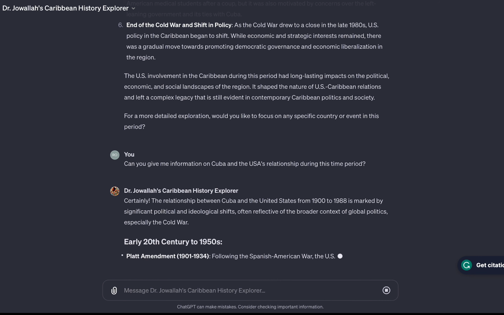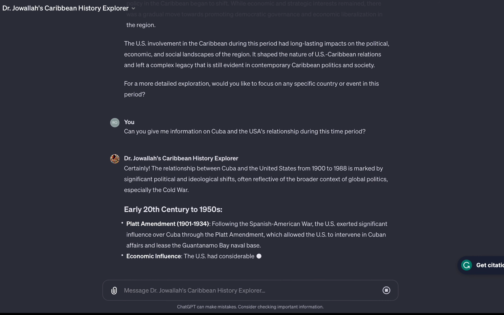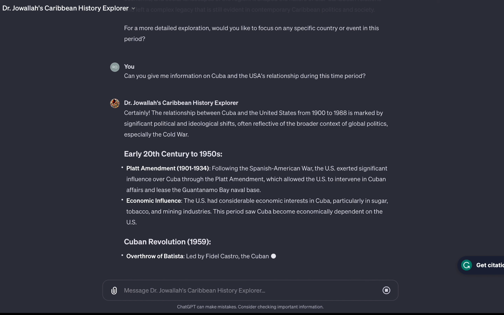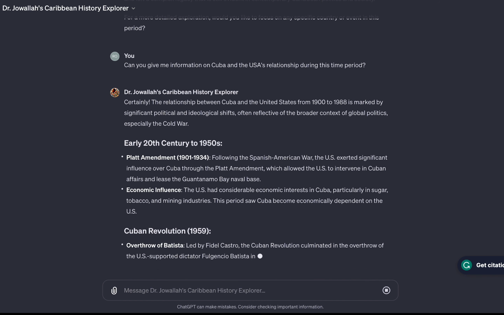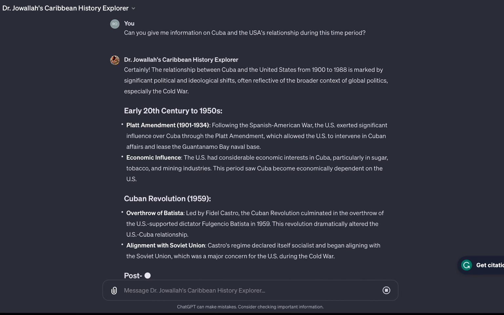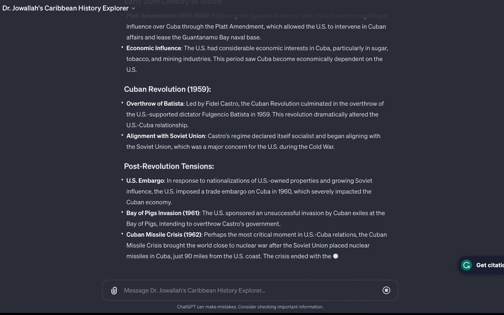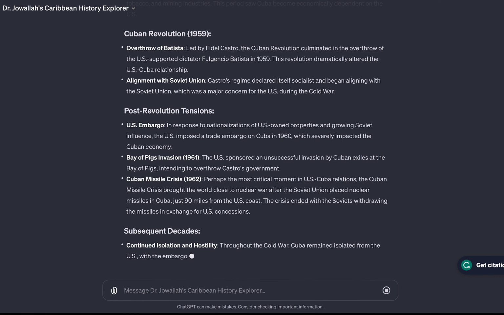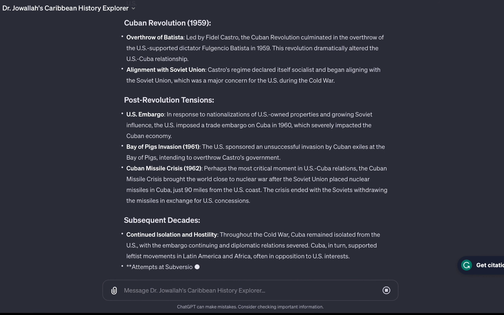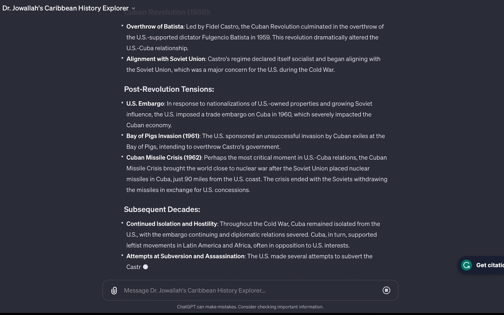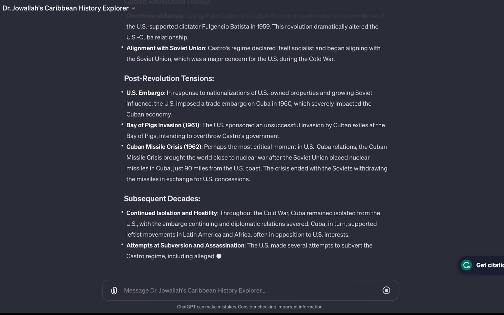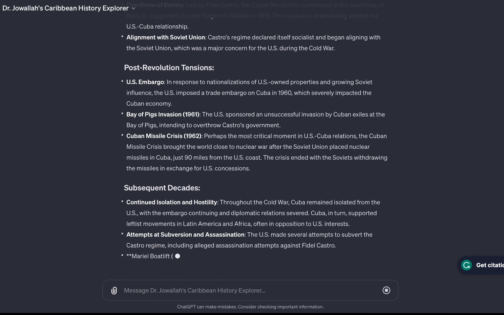Now, here it is. It's giving me the information. It starts off with the 20th century and goes to the 1950s. It talks about the Cuban Revolution in the 1950s, of course, and it talks about post-revolution tensions that are still taking place, I guess. Now, it goes on and gives detailed information, and from the overview, from my perspective, more seemed relevant at this point in time.